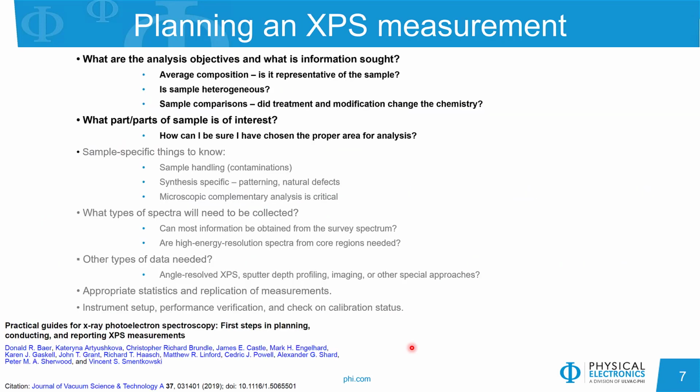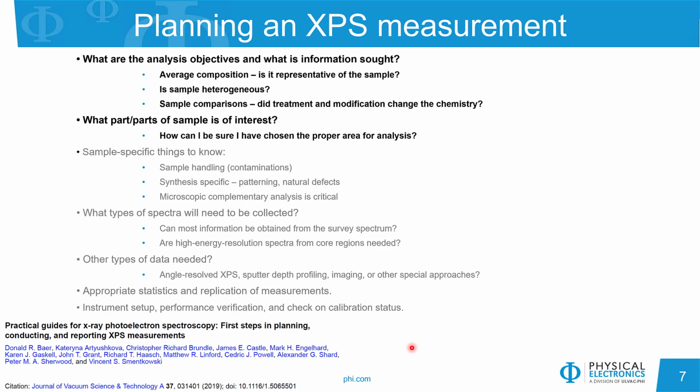When we plan an XPS experiment, there are a lot of questions that we need to ask in order to decide what exact type of data will be acquired. Last year, a set of practical guides for XPS was published, and the first steps in planning and conducting is the paper that discusses these very important issues. Today, I would like to focus on just two of those questions that are related to us deciding whether we need to do large area or small area analysis. The first question is, what is our analytical objective? What information would we like to learn?